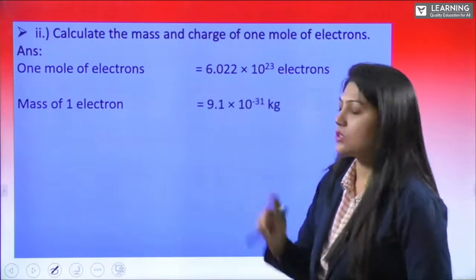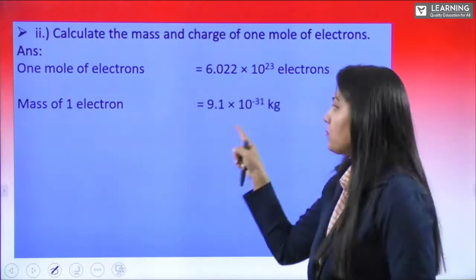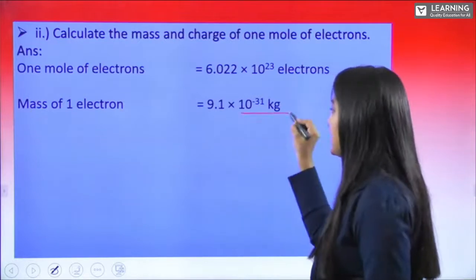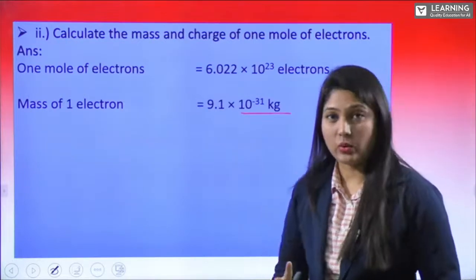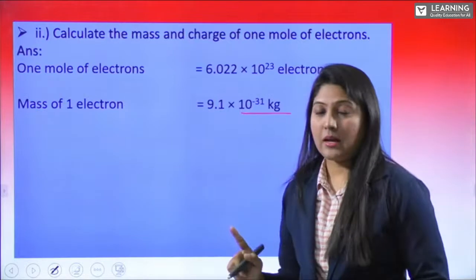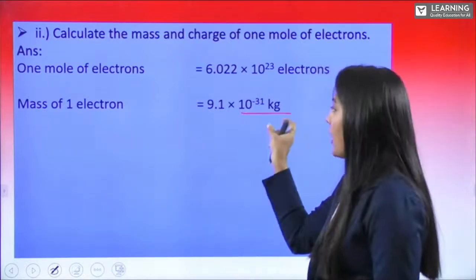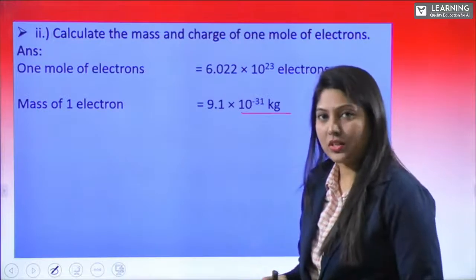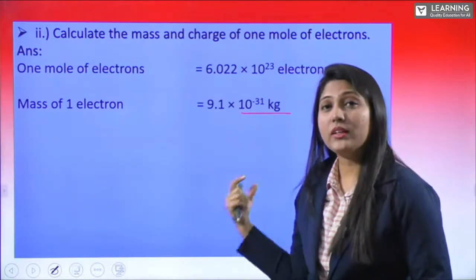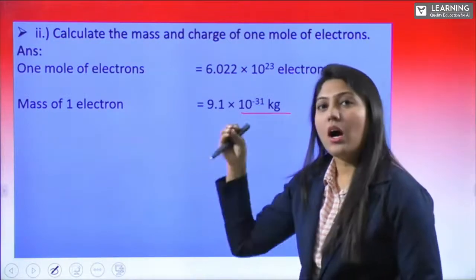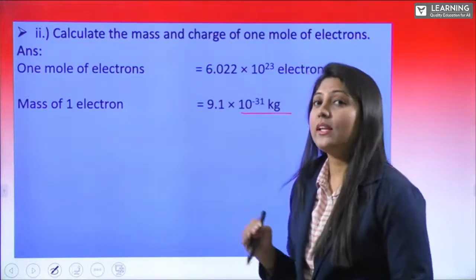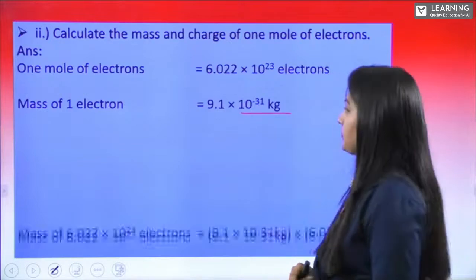So the mass of 1 electron is how much? 9.1 into 10 raised to minus 31 kg. Listen, here we are taking kilograms. There we took grams. What is the difference? Here we require kg because mass is generally taken in kg. There, why did we take grams? Because the question was how many electrons are present in 1 gram. So according to the question, we need to check the units.